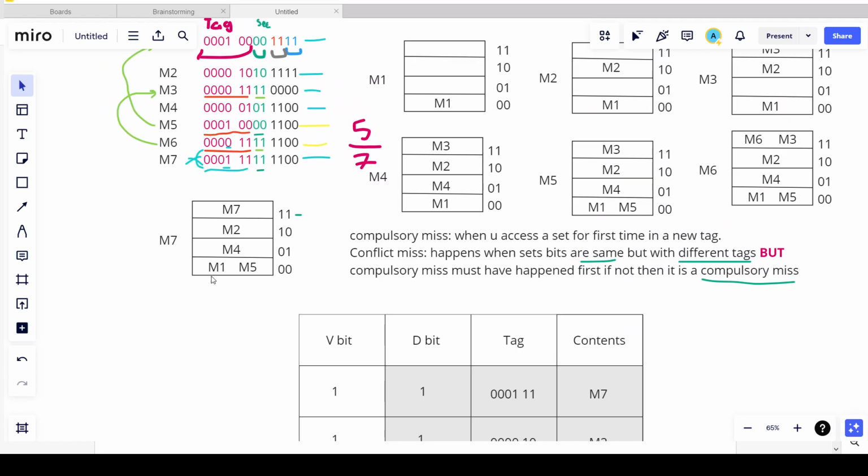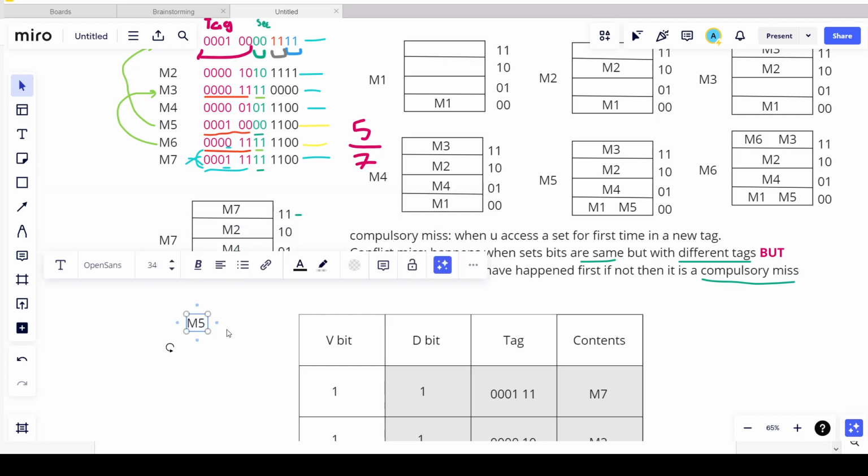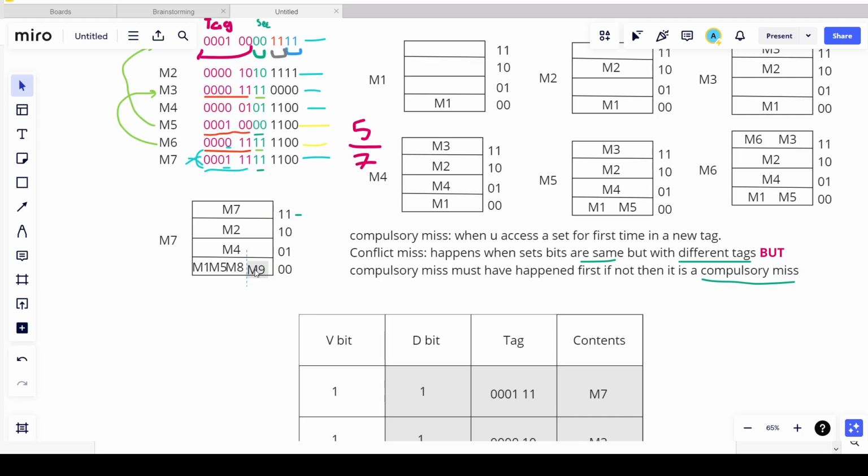Well, capacity, okay, let me give you an example about capacity. It's very easy. Let's say we have M1, M5, M8 and M9 at the same place here, right? So we have M1, we have M5, and we have M6. No, sorry, M8, because M7 and M6 are already taken. And then we have M9.